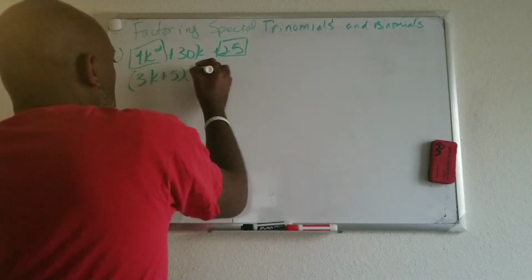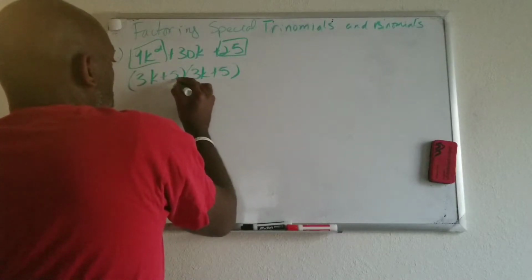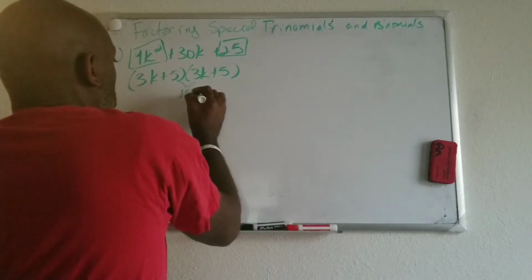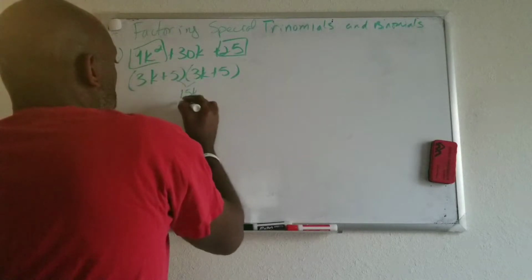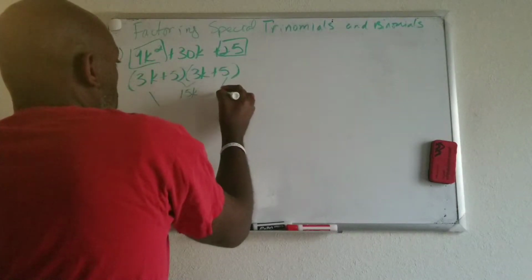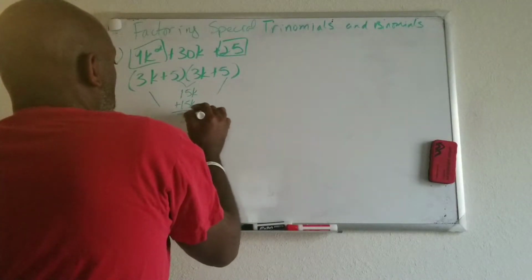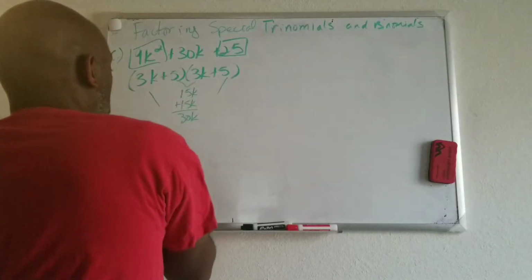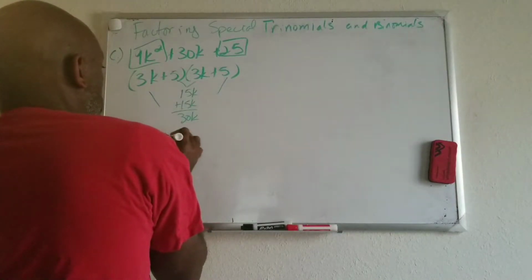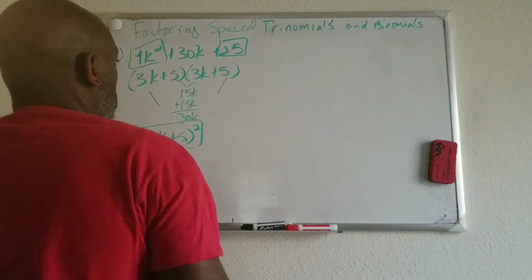And we're going to see if this is correct, right? By multiplying the inner terms. 5 times 3k is 15k. And 3k times 5 is 15k. We add those together, you get 30k. So that is your answer. So that binomial is correct. And that's what you get.